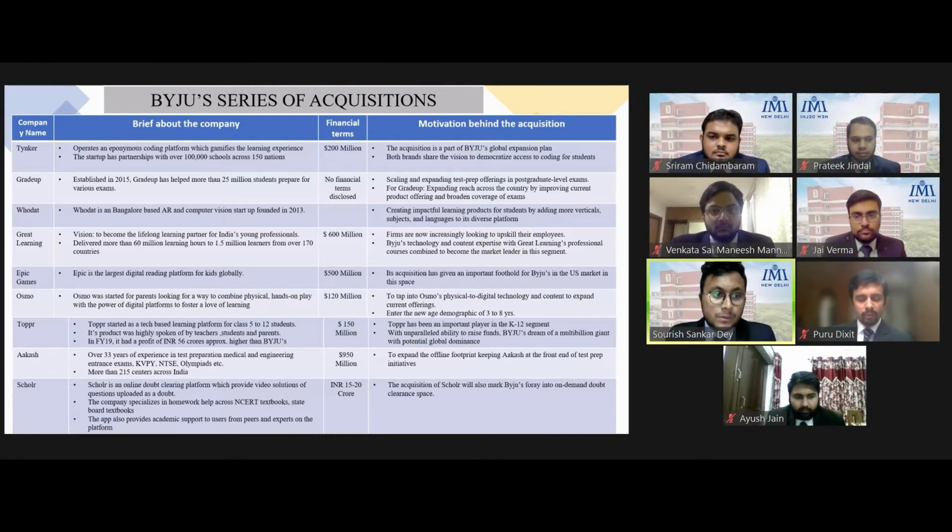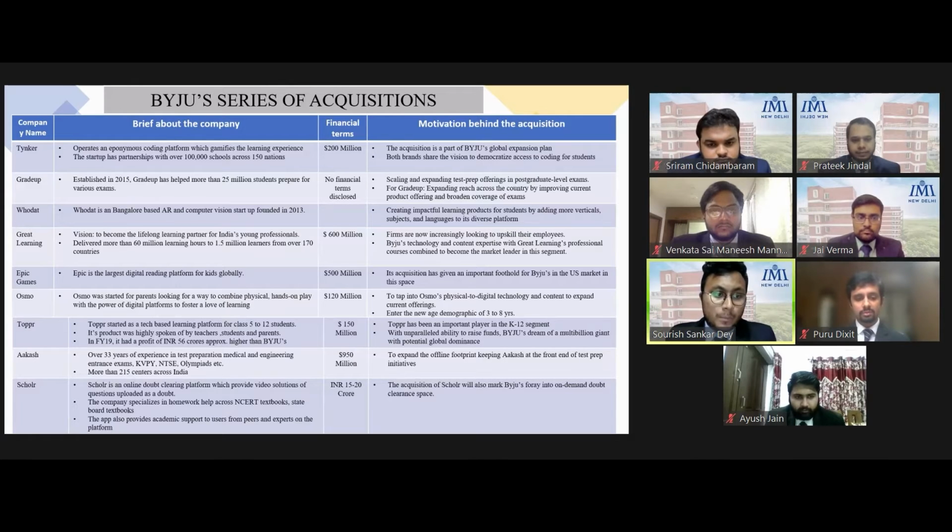Apart from Akash, there is Great Learning, which is basically an upskilling platform for working professionals, and the deal was $600 million. Apart from that, there is Epic Games, which basically helped Byju's to have a strong foothold in the US market, and the deal was $500 million.